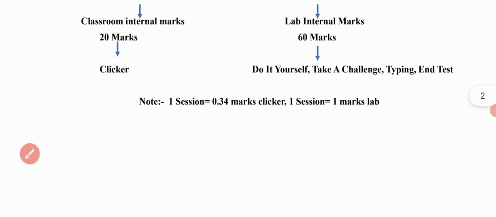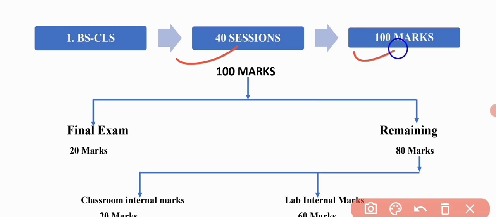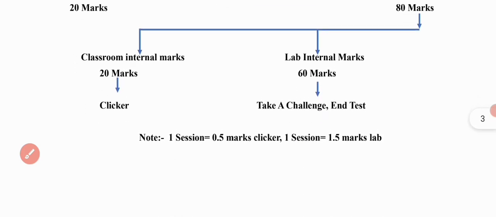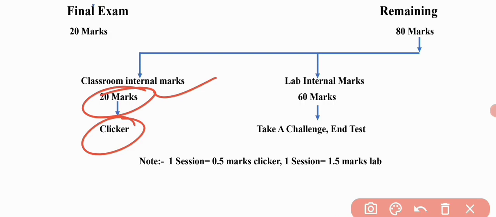Now, friends, the next one is BSCLS, which basically comprises 60 sessions and 100 marks. Now, the 100 marks is further divided into a final exam that comprises 20 marks and the remaining 80 marks. Now, friends, the remaining 80 marks is further divided into two subcategories. The first one is classroom internal marks, which comprises 20 marks, which we get by doing clicker in classroom.